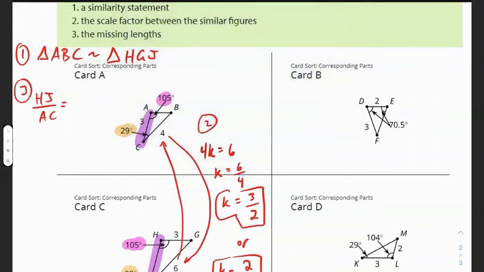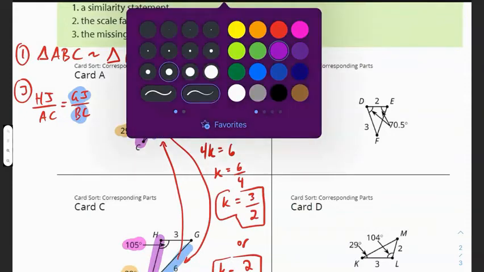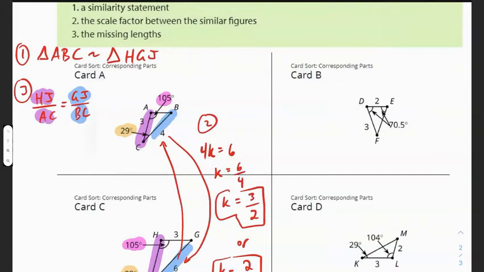GJ is to BC. Okay, so GJ is to BC. Now that proportionality statement is going to help me find that missing length of HJ. HJ we don't know. AC, though, we know is 3. JG is 6, and BC is 4.